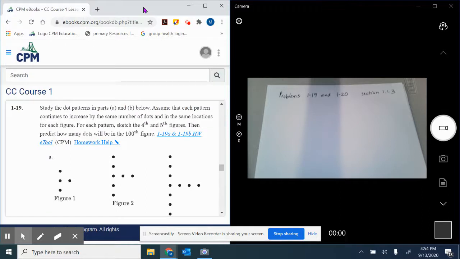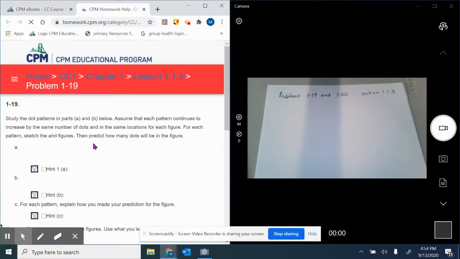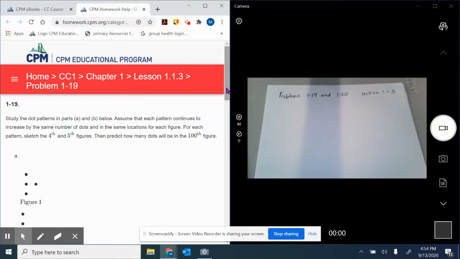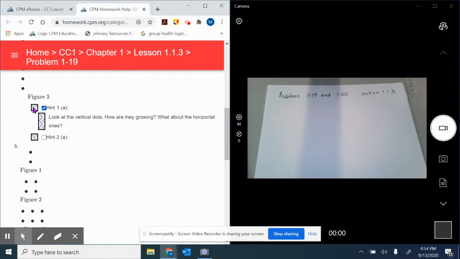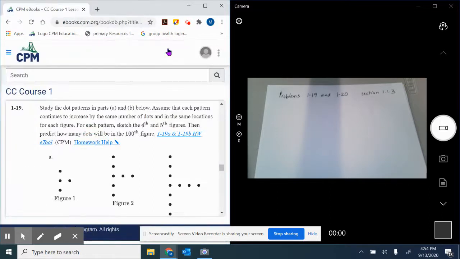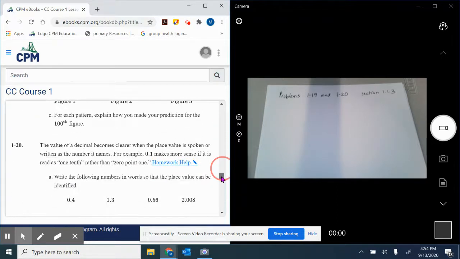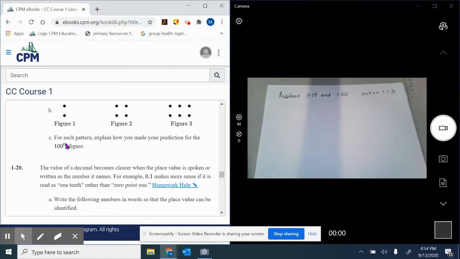Some students like that. The other thing you could use is the homework help. Again, it takes you through the questions and gives you hints that you can click on if you are lost and need a little bit of help as to what they're looking for. Okay, so it looks like we have basically two things to do for each of these patterns. We need to see what the fourth and the fifth figures would look like, and then we need to predict the 100th. And then part C, which we're going to answer, says for each pattern, explain how you made your prediction for the 100th figure.